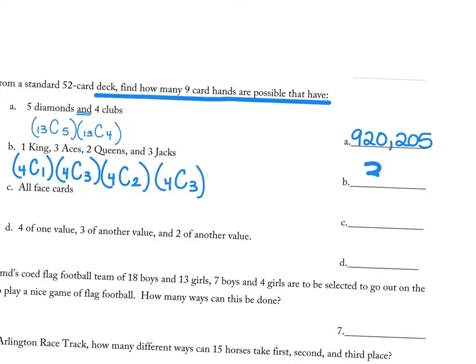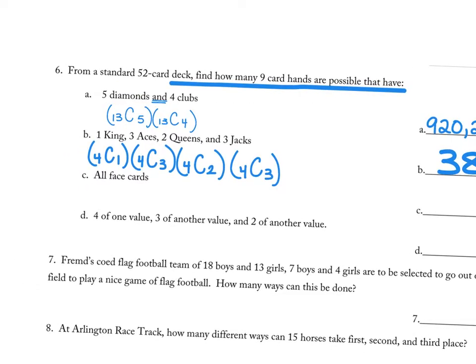Okay, I got 384. Now, something I want you guys to notice is that I am choosing 9 cards. So you want to make sure that the numbers that you're choosing all add up to 9. For example, 1 plus 3 is 4, 5, 6, 7, 8, 9.